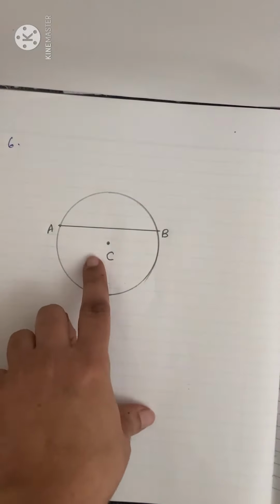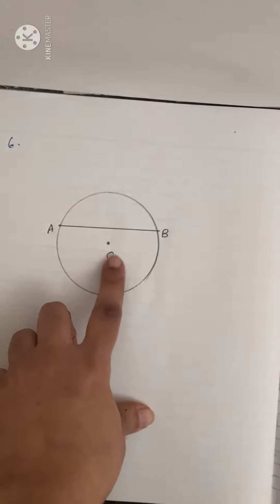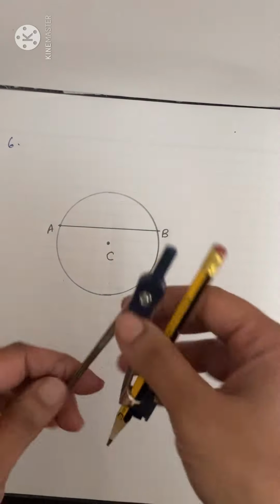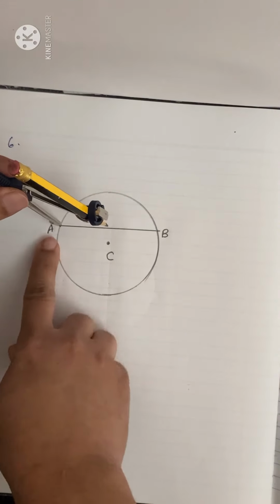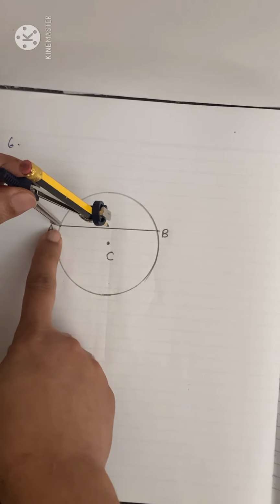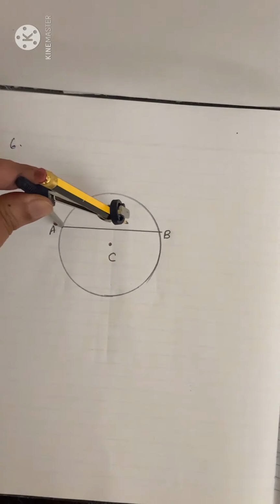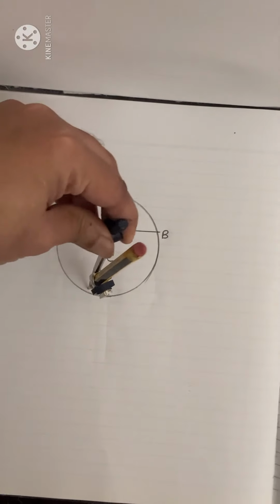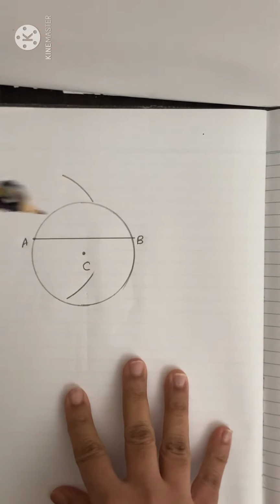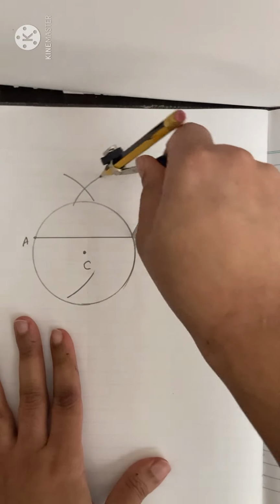Now what are you asked to do? You are asked to construct a perpendicular bisector of AB and examine if it passes through C. How to construct the perpendicular bisector? With A as center, compass pointer on A and take a radius more than half of AB. Draw an arc above and below the line segment AB. Then with B as center, repeat the same.